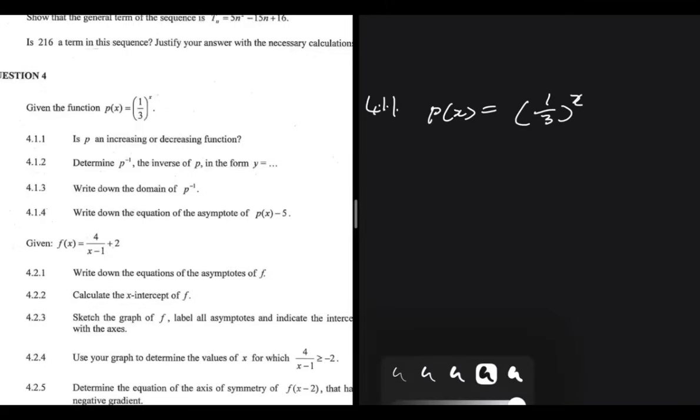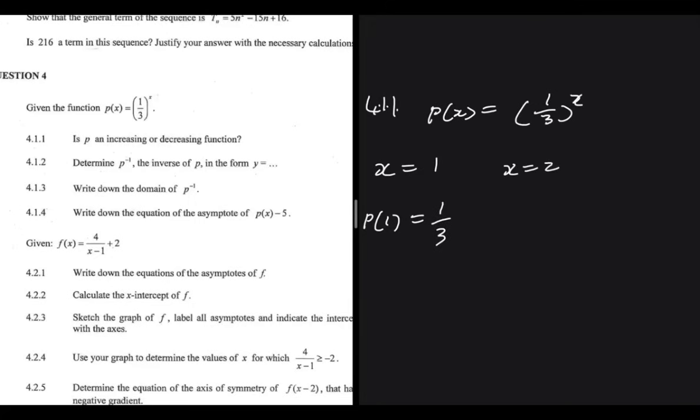Let's start by substituting x is equals to 1 and see what we get. So if you substitute x is equals to 1 into p of x, you're going to get 1 divided by 3, right? And then if you substitute x is equals to 2, you're going to get p of 2 being equals to 1 divided by 9. And then if you substitute x is equals to 3, you're going to get p of 3 being equals to 1 divided by 27.